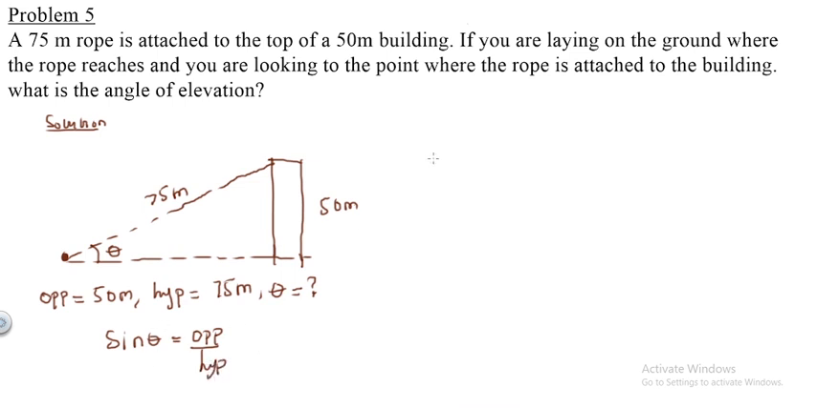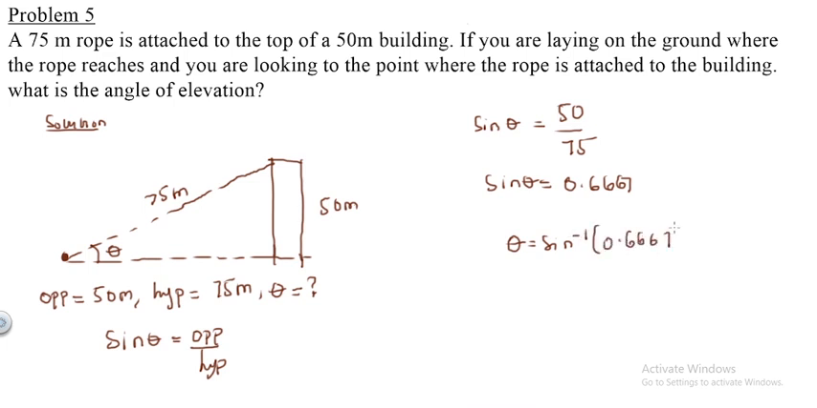We are now ready to cross multiply, and we have sine theta equal to 50 over 75, which is 0.6667 to 4 decimal places. How do we get theta? Theta is equal to sine inverse of 0.6667, which is 41.81 degrees. This implies that the angle of elevation we're looking for is 41.81 degrees.